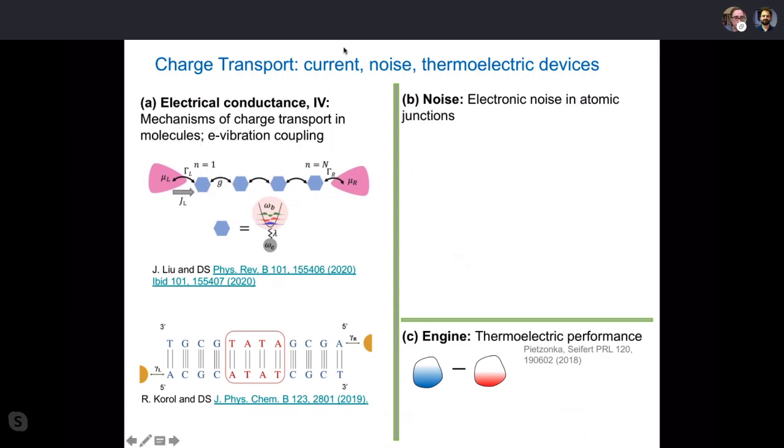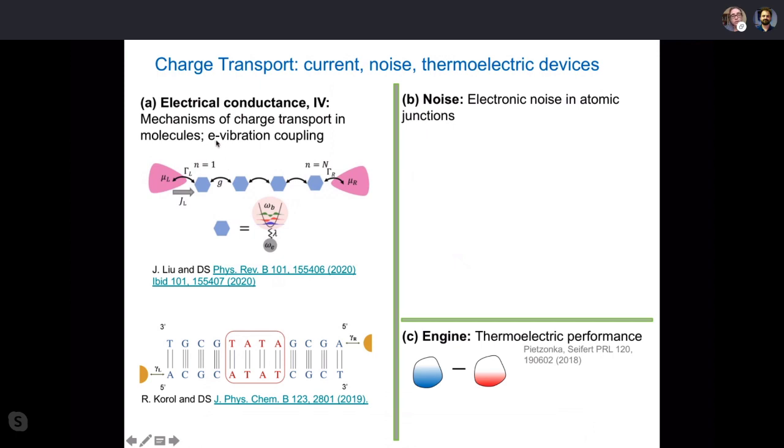So what do we have here? We have the two electrodes, and in between them we have a molecule depicted here with these hexagons corresponding to monomers in the molecule. One of the main challenges in this community is to be able to treat electron-vibration coupling. And what does it mean for charge transport?